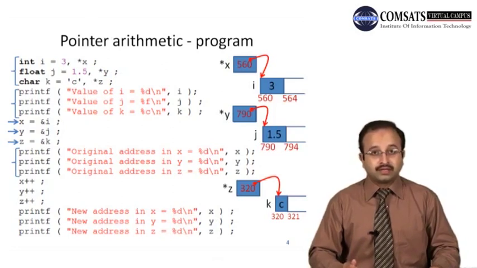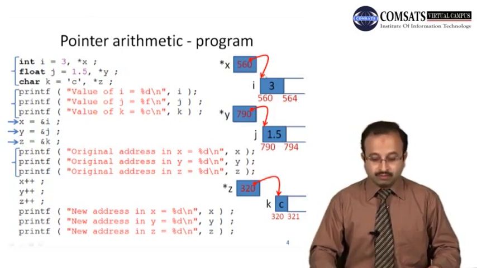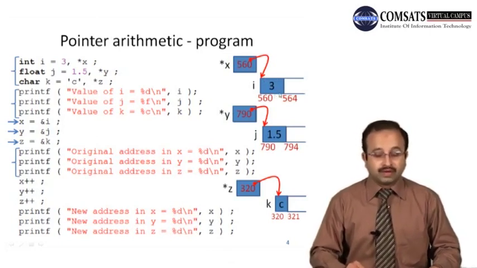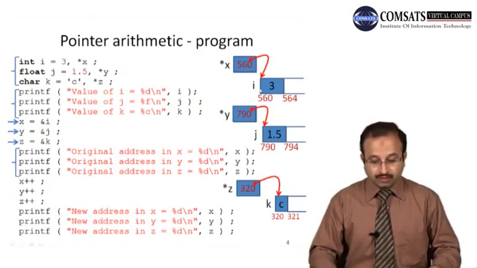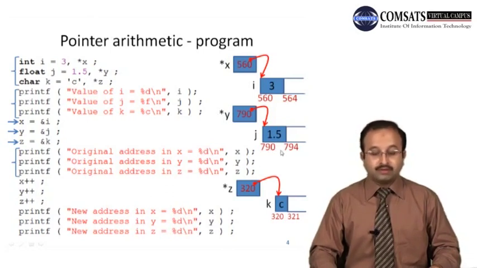560 is the address of first byte, 561 is the address of second byte, 562 is the address of third byte, and 563 is the address of fourth byte of this whole memory जो dark blue में आपको नजर आ रही है, right? And then the next address starts at 564. Same is the case here with the floating point variable, because a floating point variable also takes 4 bytes in memory, but in case of character variables the next address starts at 321. Why?